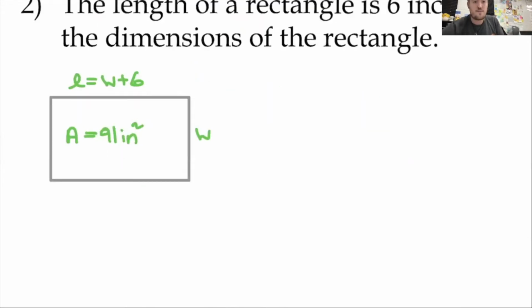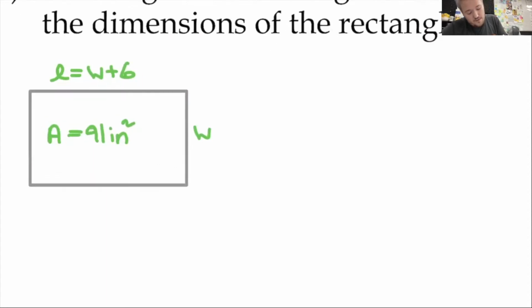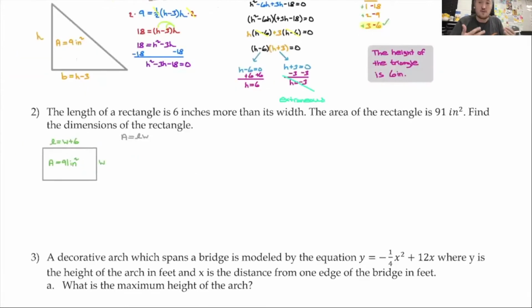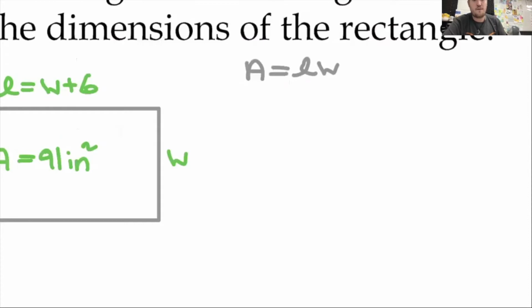All right. So just some general background knowledge. If you can remember, the area of a rectangle is equal to the length times the width. Now think, what's the ultimate question here? What do we want to know? They want to find the dimensions of the rectangle. When I say dimensions, that's saying find the length and the width. All right, so I'm going to fill in those missing gaps.